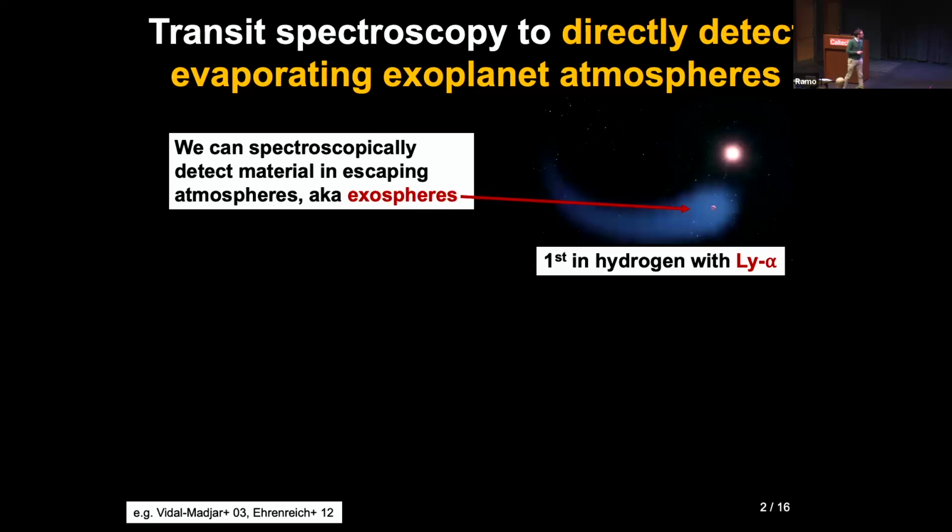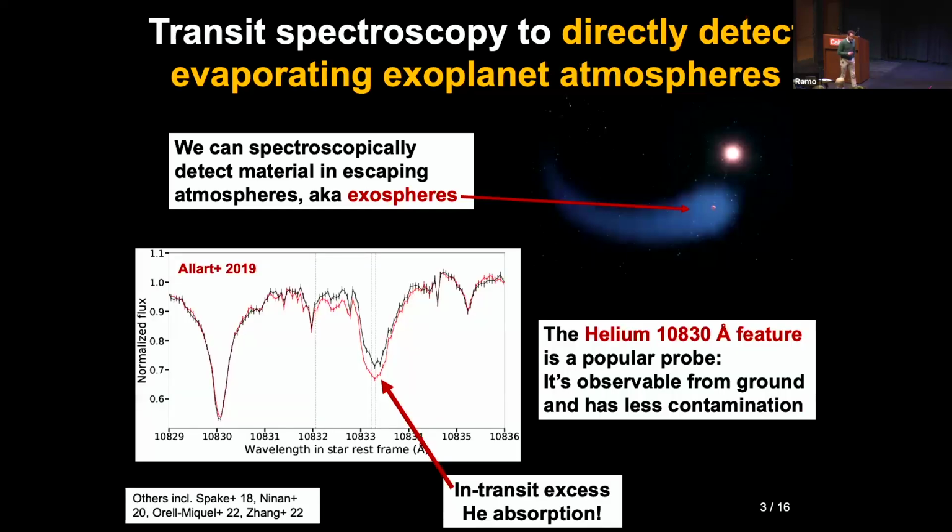You need space-based observations, and there's quite a bit of contamination from geocoronal radiation and interstellar absorption. And so thankfully, in the last maybe 7 or 8 years, there's been a very prolific new probe of atmospheric mass loss, the helium 10830 angstrom triplet. Here I show an example of its detection. Black is out of transit, that's the intrinsic stellar line. And then red is in transit, where you can see excess absorption from the helium that is evaporating off of the exoplanet. This has become a really popular probe because of its accessibility. It's quite accessible from the ground from a host of instruments, including high-resolution near-infrared spectrometers, and it doesn't have the same level of contamination issues that Lyman alpha has. It has its own issues, which I'll get to later in the talk, though.